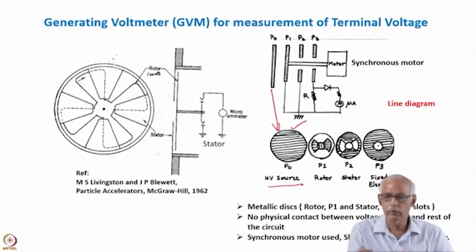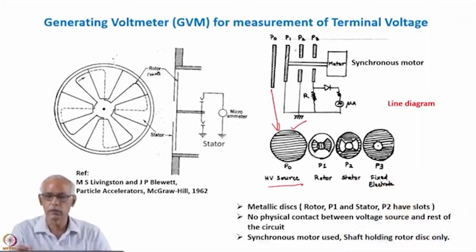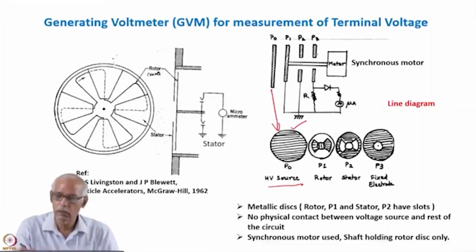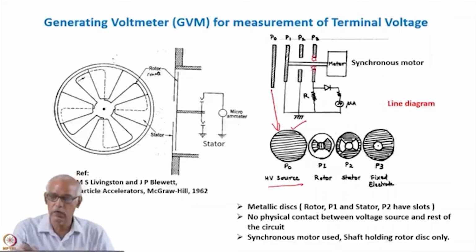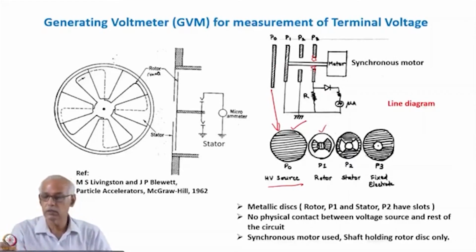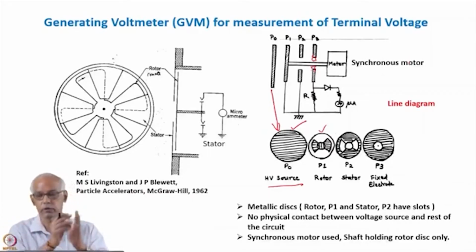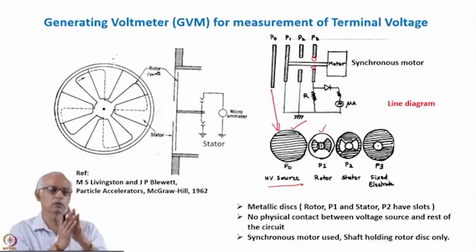Then there is a rotor, which is this one, and then there is a stator, and there are fixed electrodes. So you can see here, there is a rotor, a stator, and this is a phase. This opening is very close to it, but it's not touching the shaft. There is a shaft passing through this, and it is rotating this rotor. It is rotated by a synchronous motor, because the speed has to be fixed and it has to match.